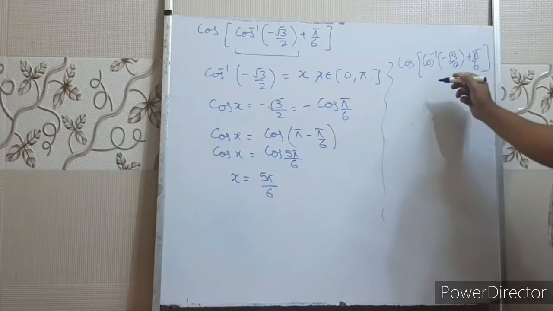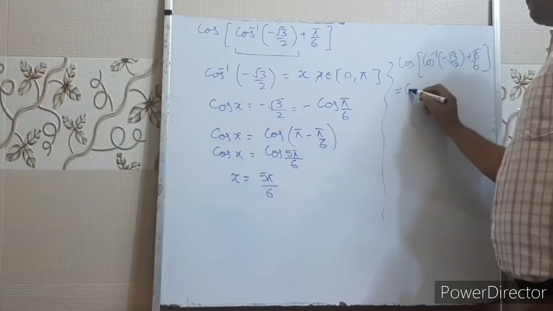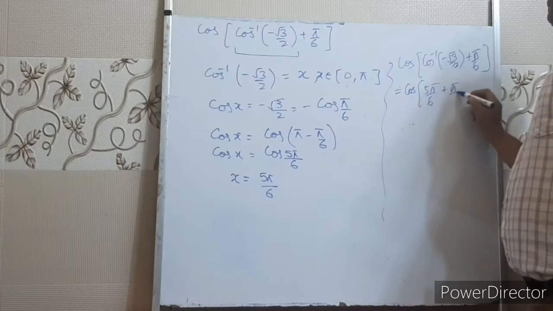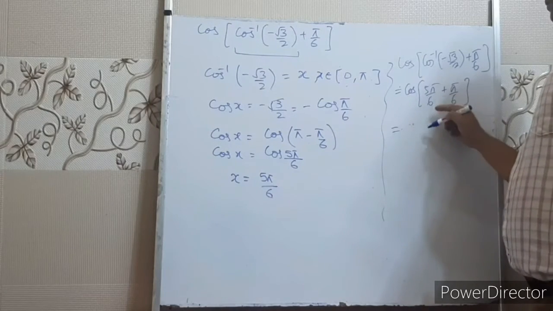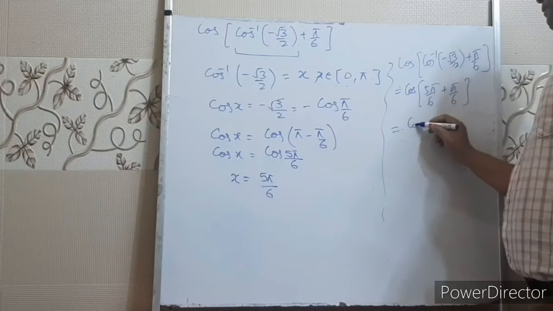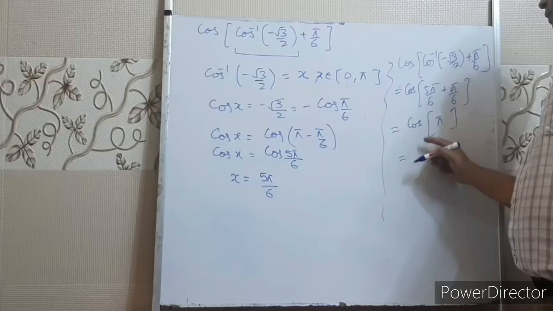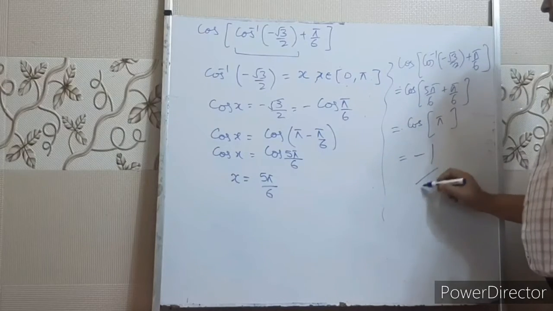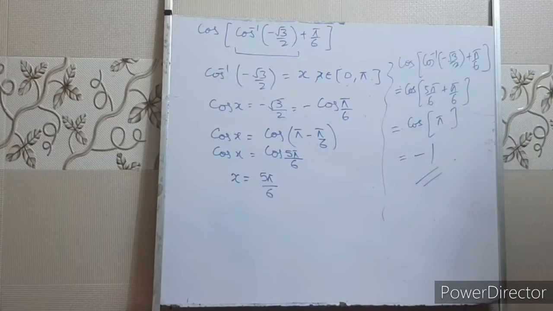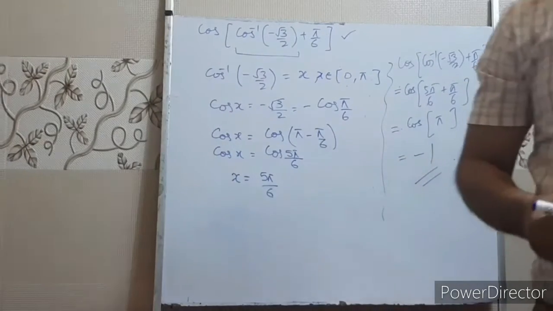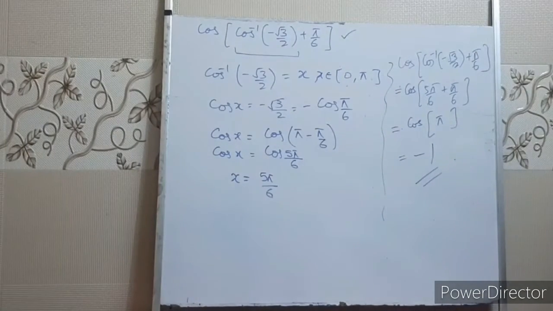Okay, now put this value 5 pi by 6 here, plus pi by 6. So 5 pi by 6 plus pi by 6, what will we get? I think it's pi. And the value of cos pi is minus 1. So this is the answer of this sum. Please copy.